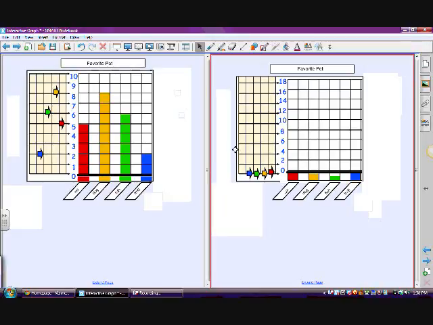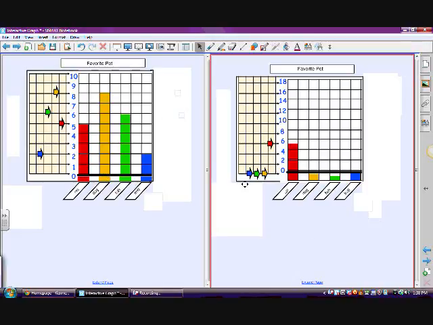So, to show that 5 cats were chosen, we would go up to the number 5. But the problem is we have a 4 and a 6. Well, we know that the only whole number in between 4 and 6 is 5. So you would show it like this. It would be half of a block. So if you counted it, this block would be 2, then 4, then 5, because it's half of a block.